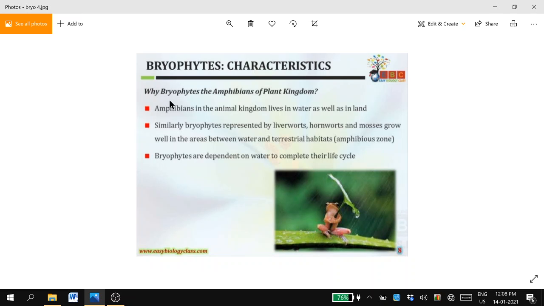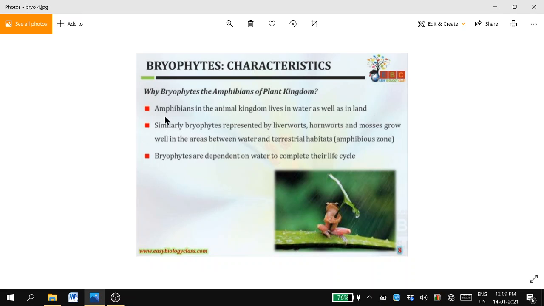This slide says that bryophytic plants are usually called the amphibians of the plant kingdom. First of all, we will discuss amphibians in the animal kingdom. When we talk about the amphibians of the animal kingdom, like this diagram of a frog, which comes under the amphibian group, these amphibians can live in water as well as on land or in terrestrial conditions.